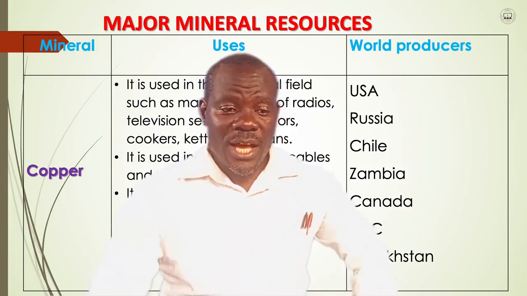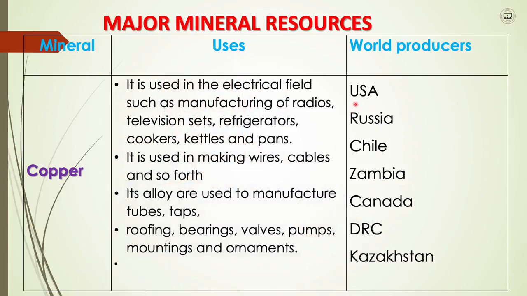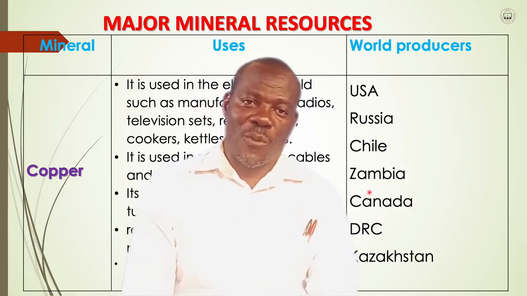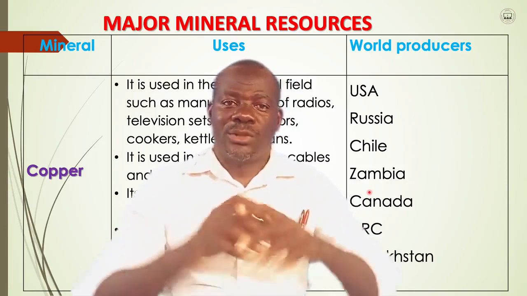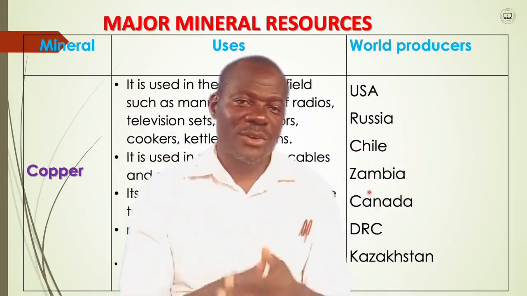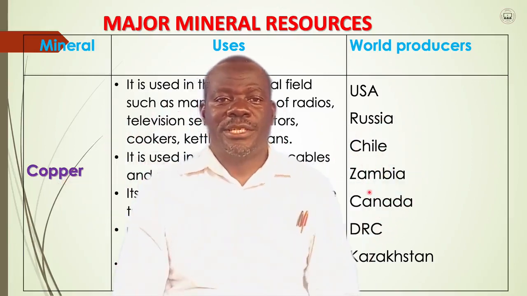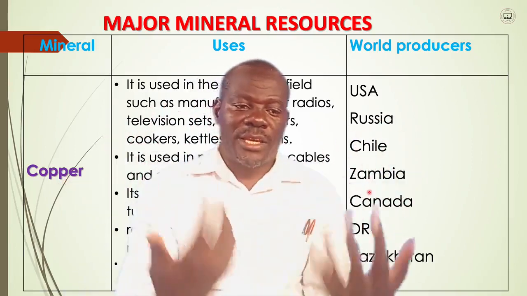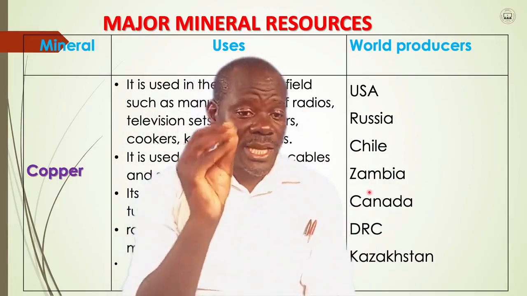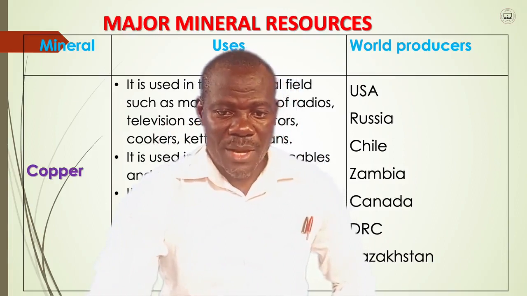And where is this copper found? It is mined in USA, Russia, China, or Chile. This is Chile. And Zambia, Canada, DRC, which is Democratic Republic of Congo, Kazakhstan. All these countries, they are the countries that mine copper and produce it to the world, and the world uses it. Like here in Malawi, we use it in the electrical factories. Like we have talked of electricity at home, in the refrigerators, in kettles, in cookers, there is that. So it is coming from these countries that we have mentioned.